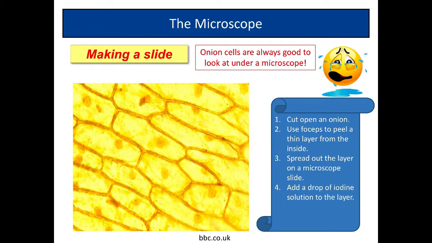Now, they're difficult to see without staining, so use what's called iodine. Use a drop of iodine solution and add it to the layer, and you'll hopefully see then onion cells. Then 5. Carefully place what we call a cover slip over the layer. Really careful to do that so you don't trap any air bubbles on your slide.